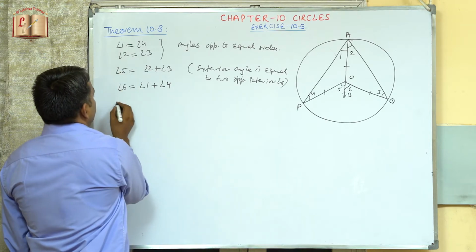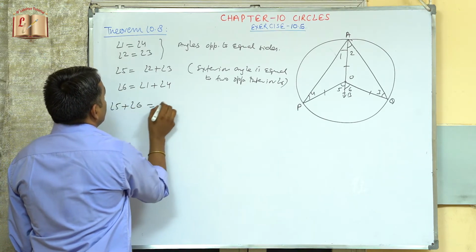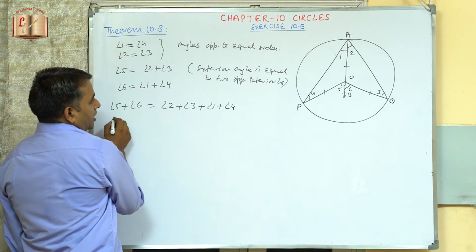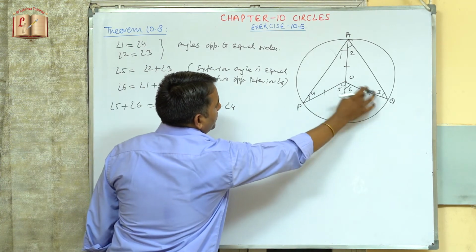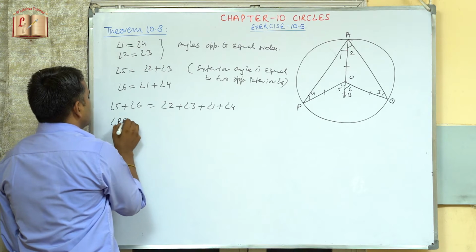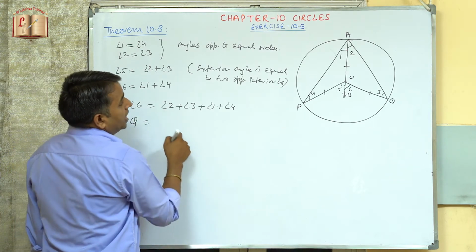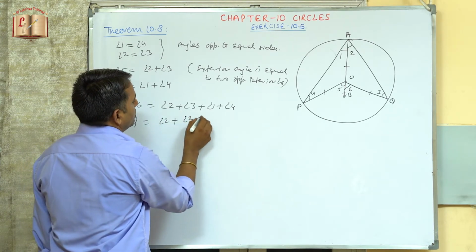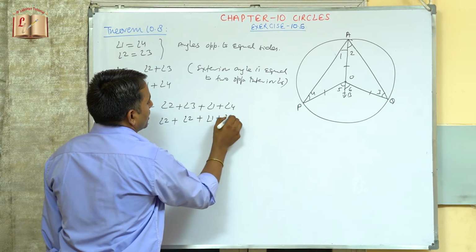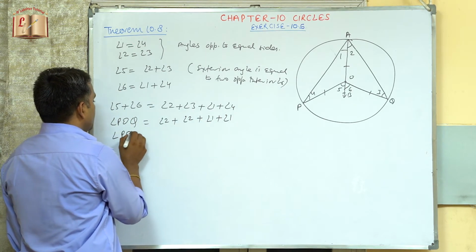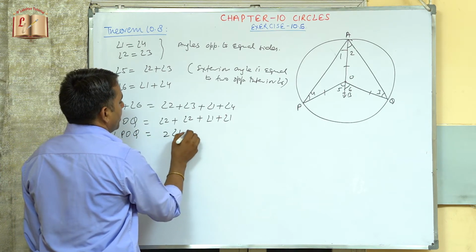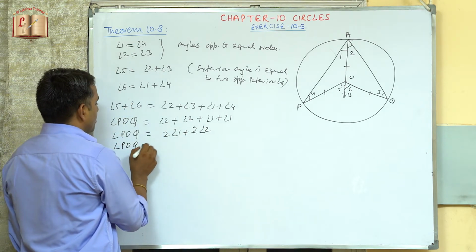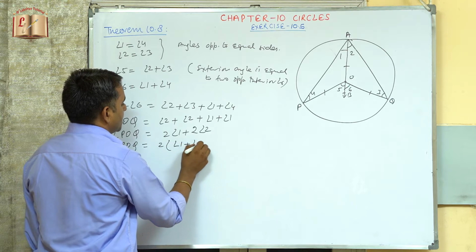Now we can add these two. So angle 5 plus angle 6 will be equal to angle 2 plus angle 3 plus angle 1 plus angle 4. Now angle 5 plus angle 6 is angle POQ. So angle POQ is equal to angle 2 plus angle 3, which can be written as angle 2 plus angle 2, and angle 1 plus angle 4 can be written as angle 1 plus angle 1. So angle POQ is equal to twice angle 1 plus twice angle 2, that is, twice of angle 1 plus angle 2.